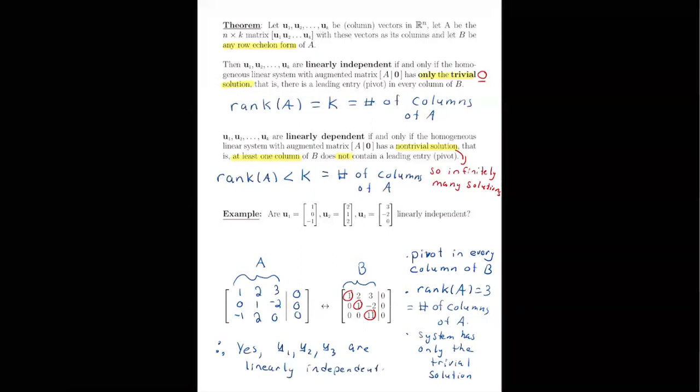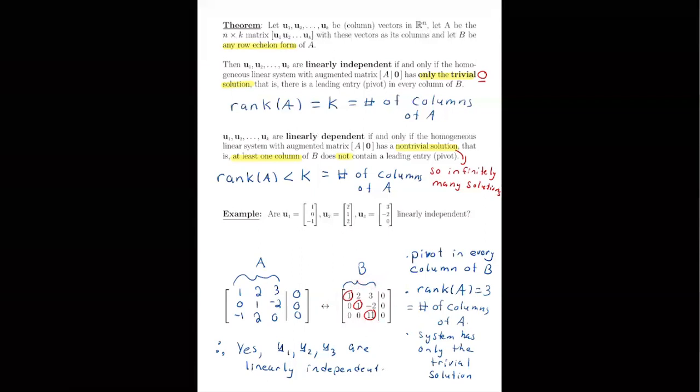So again, just to emphasize here, B is a row echelon form of A. It is not the reduced row echelon form. We don't need to go all the way to the reduced row echelon form. As soon as we have a row echelon form of a matrix, we can tell how many solutions this system is going to have.